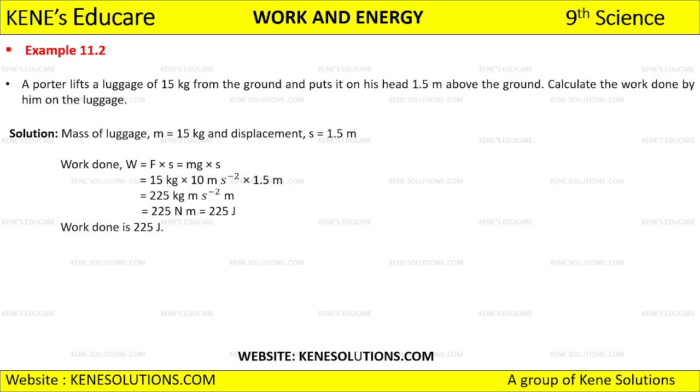I hope you all are calculating it, and once you calculate it, you'll get the answer as 225 Newton meter, and we know that we can write this Newton meter as joule as well, right? So they have written the same.